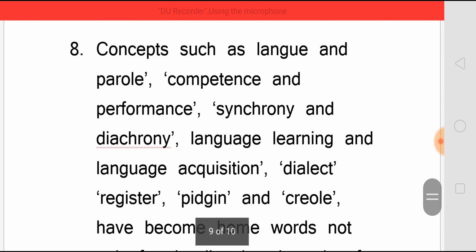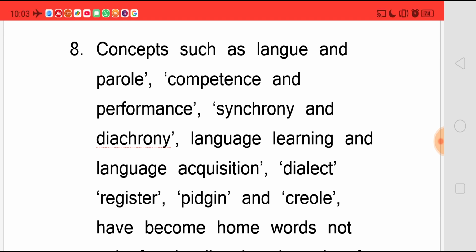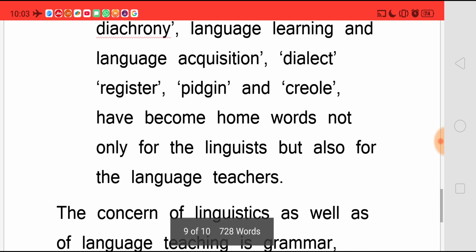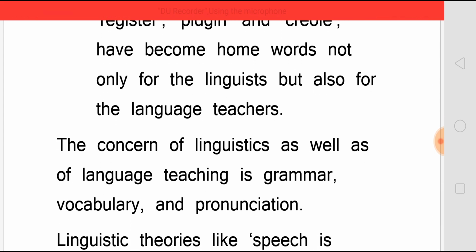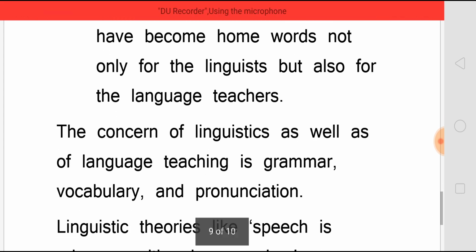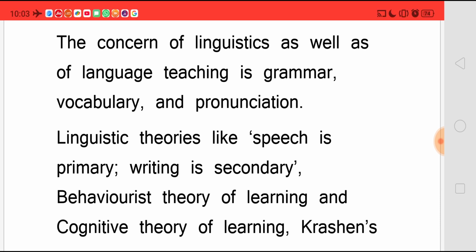Concepts such as langue and parole, competence and performance, synchrony and diachrony, language learning and language acquisition, dialect, register, pidgin, and creole have become household words not only for the linguists but also for the language teachers. The concern of linguistics as well as language teaching is grammar, vocabulary, and pronunciation.